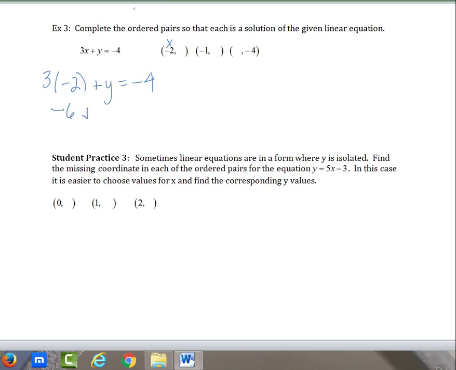So I have -6 plus y equals -4. I'm going to add 6 to each side, and so I get y equals 2. So that first ordered pair is -2, 2.